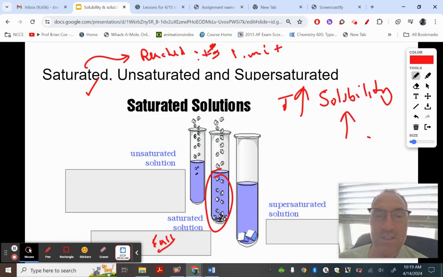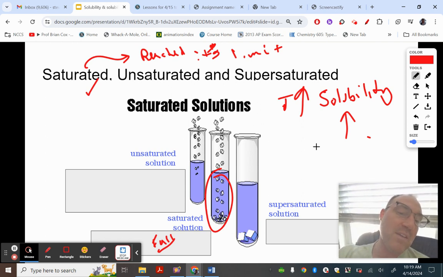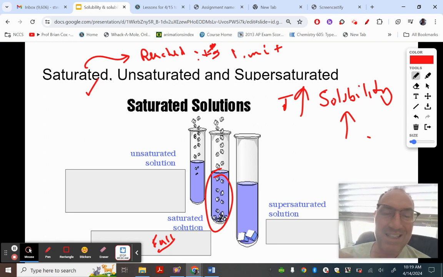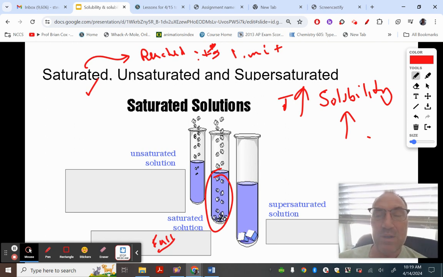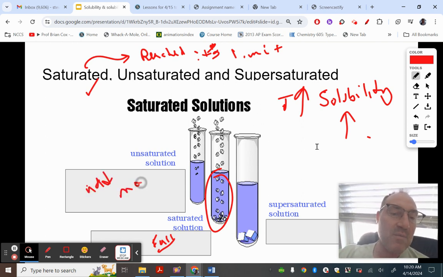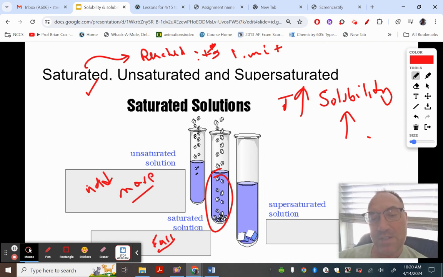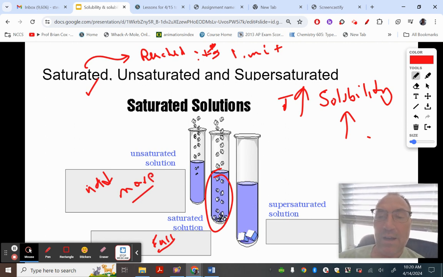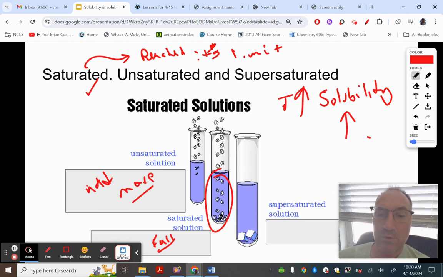Now, unsaturated, these are solutions that are not full. If you put a few crystals of sugar in iced tea, they dissolve right away, and there's more room. So this one you can add more. And because chemistry is awesome, there's this thing called supersaturated, which, if you get a chance, YouTube supersaturated solutions, they're really cool.